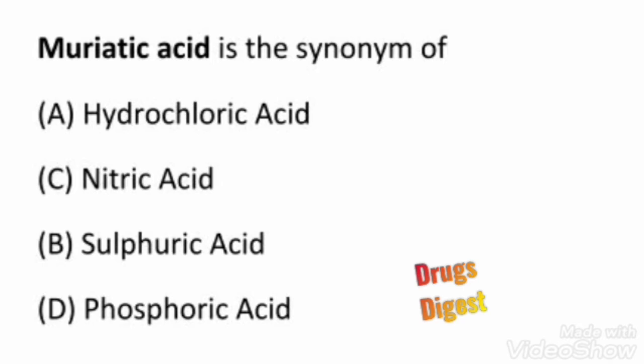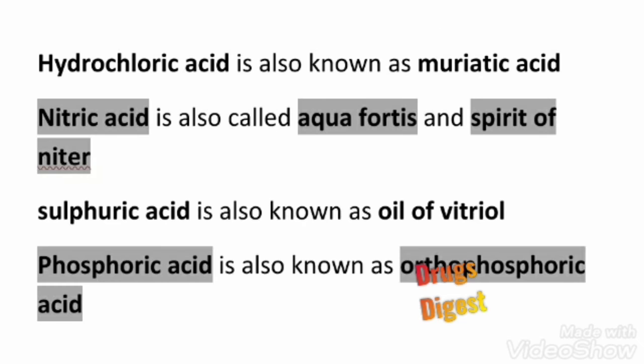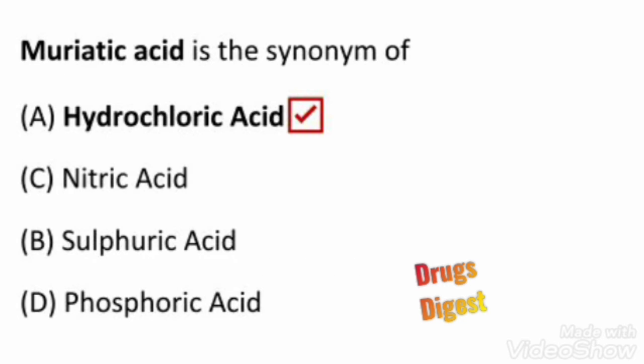Next question. Muriatic acid is a synonym of, options are: hydrochloric acid, nitric acid, sulfuric acid and phosphoric acid. Hydrochloric acid is also known as muriatic acid. Nitric acid is called aqua fortis or spirit of nitre. Sulfuric acid is called oil of vitriol. Phosphoric acid is also known as orthophosphoric acid. So here the answer is hydrochloric acid.